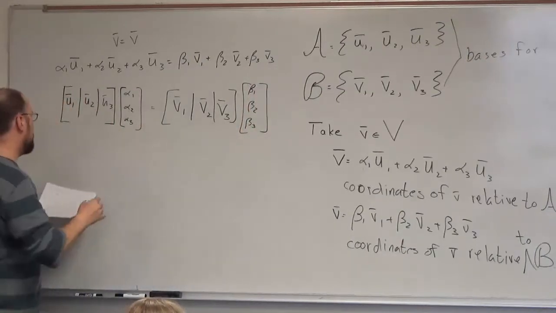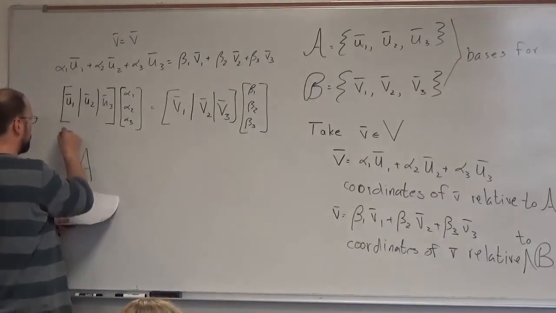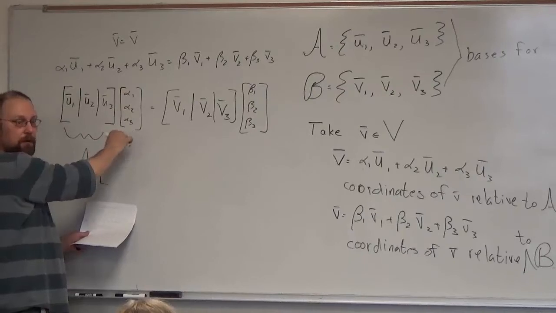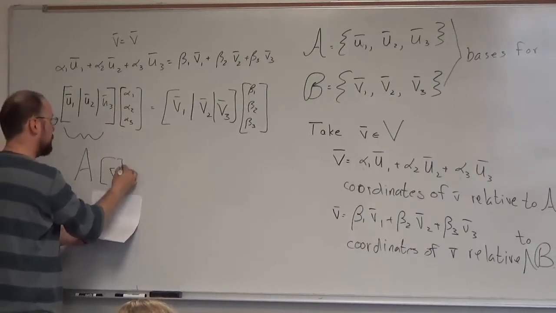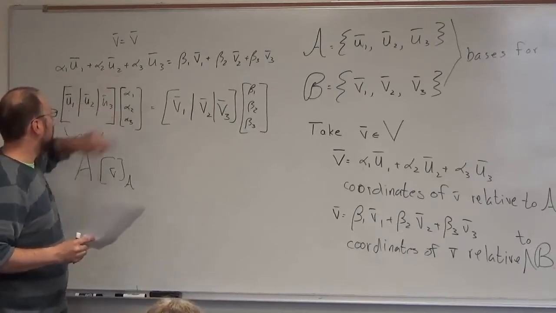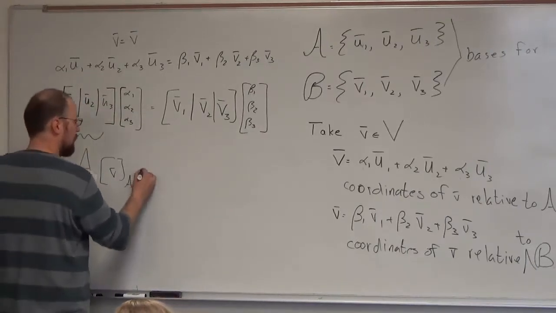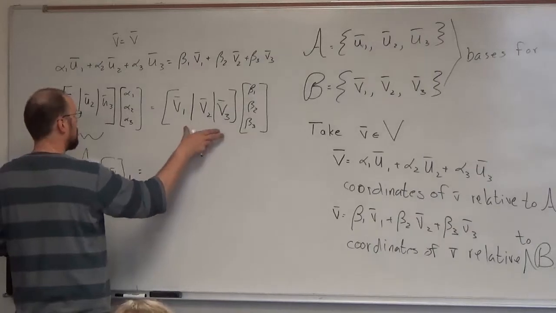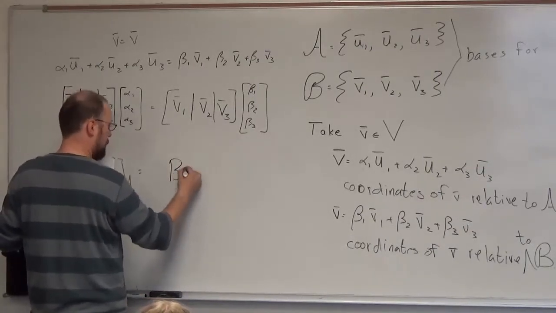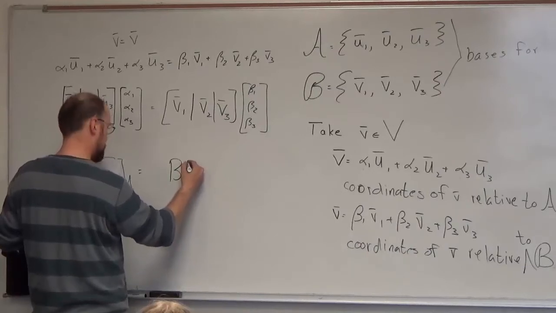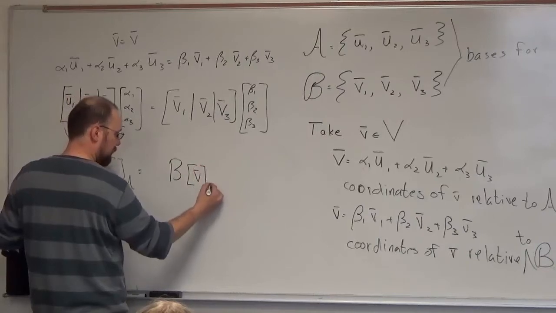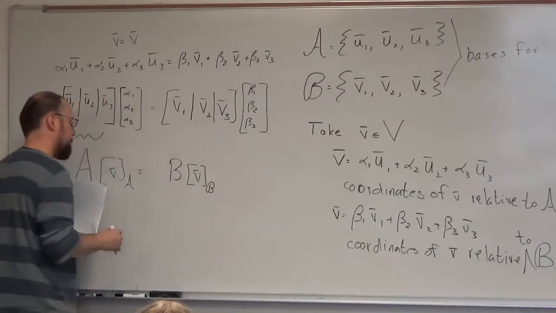So now, just for convenience, call this matrix A. And this is, of course, what? The coordinate vector of V relative to basis A, right? The entries are just the scalars in our linear combination. And let's call this matrix B, because the columns are the basis elements of B. And that's multiplying the coordinate vector of V with respect to basis B.